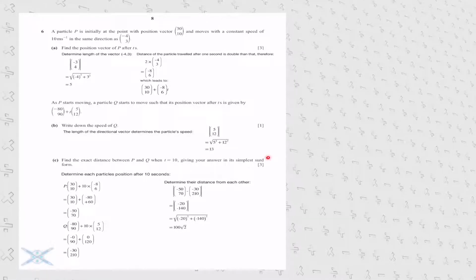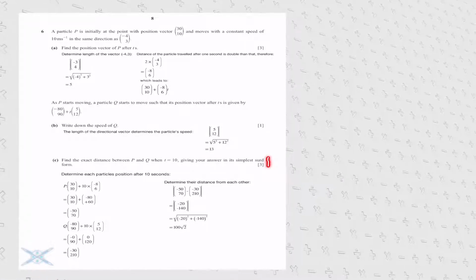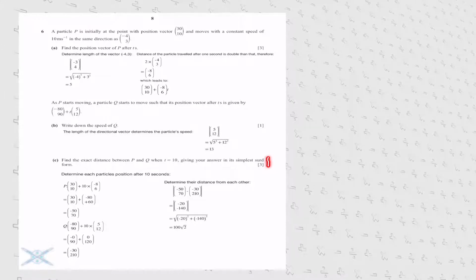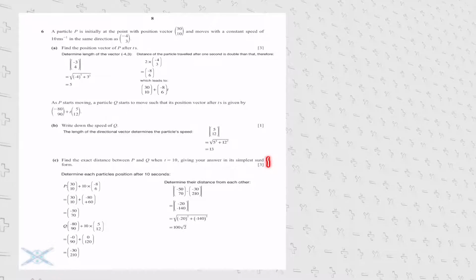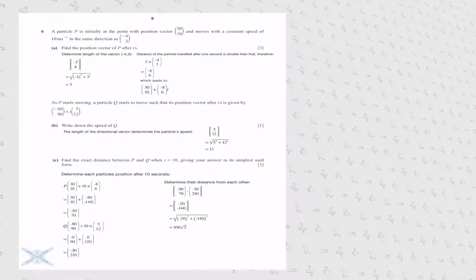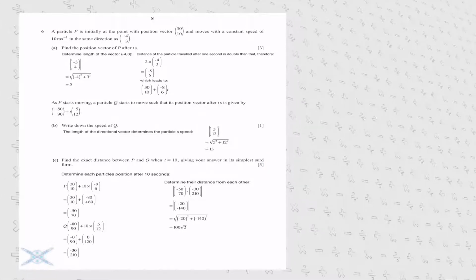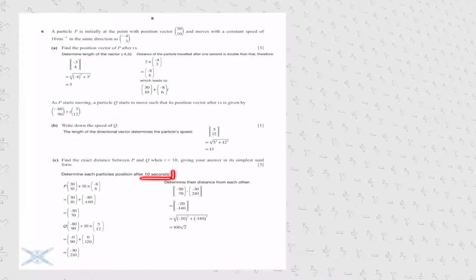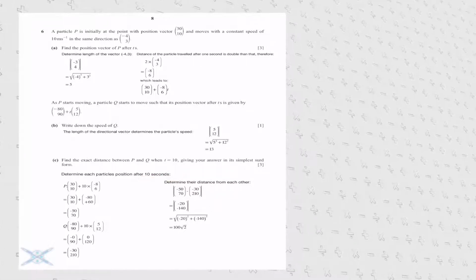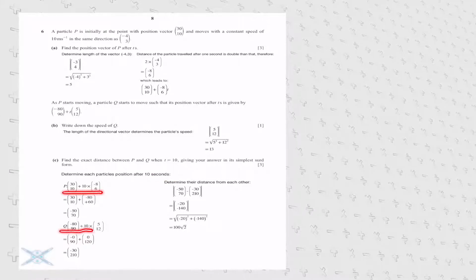In part C of exercise 6, we should find the exact distance between P and Q when t equals 10, and we're supposed to give our answer in its simplest surd form. What we first need to do is to find both of those particles' positions after 10 seconds. To do that, we simply substitute t for both particles with 10.